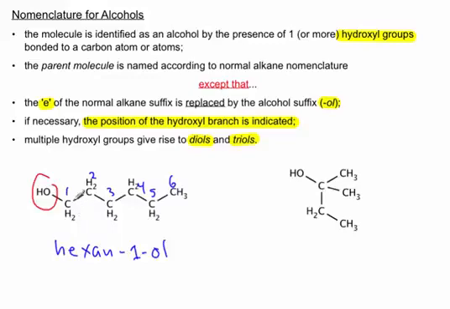Isomers of hexan-1-ol, of course, would be the simplest isomer, hexan-2-ol. We just move the OH group to carbon 2. Hexan-3-ol, and move it to carbon 3. So that's why we need the position.